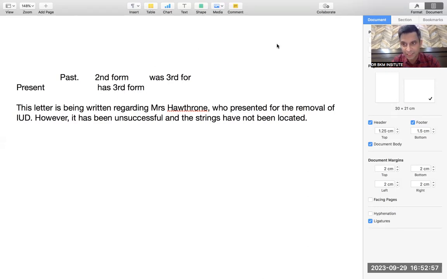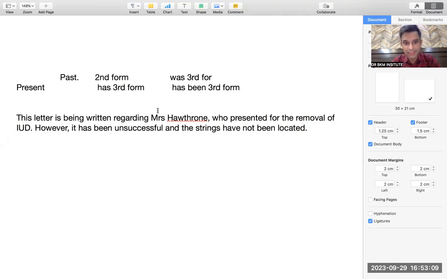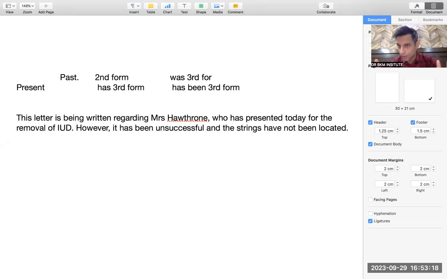Note on the answer sheet, you will get an extra draft sheet. You will write on the extra draft sheet. And in the present, passive voice is has been plus third form. So this is the only grammar that you need in OET. So this letter is being written regarding who presented. You can also write it like who has presented today. You will see, it will sound even better. So there is no problem, because today we can write in the present as well.